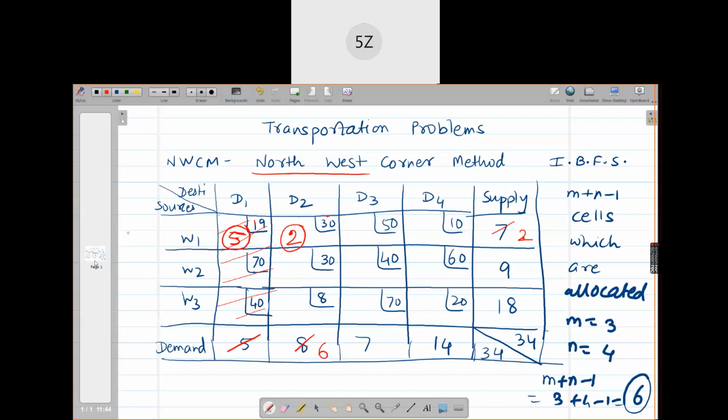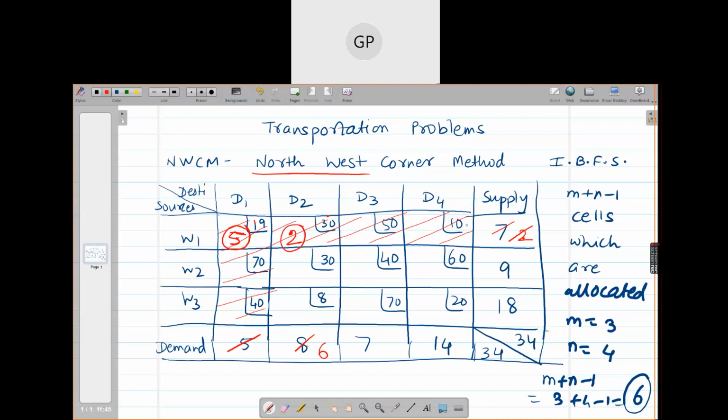Can you see my screen? Yes, ma'am. These 2 I have to cancel. I have supplied 2 units to destination 2. So there were 7 units available with W1, out of which 5 are supplied to D1 and 2 are given to D2. Do you understand this? Yes, ma'am. Now any more units available with W1? No, ma'am. So cancel out this. Okay. Is that clear?